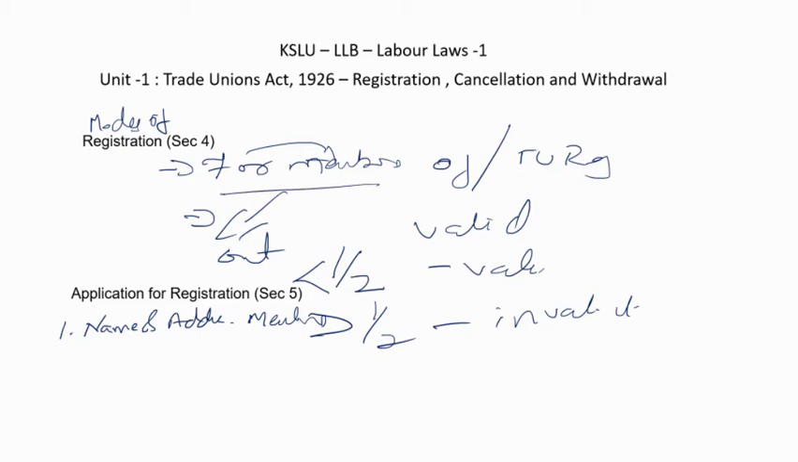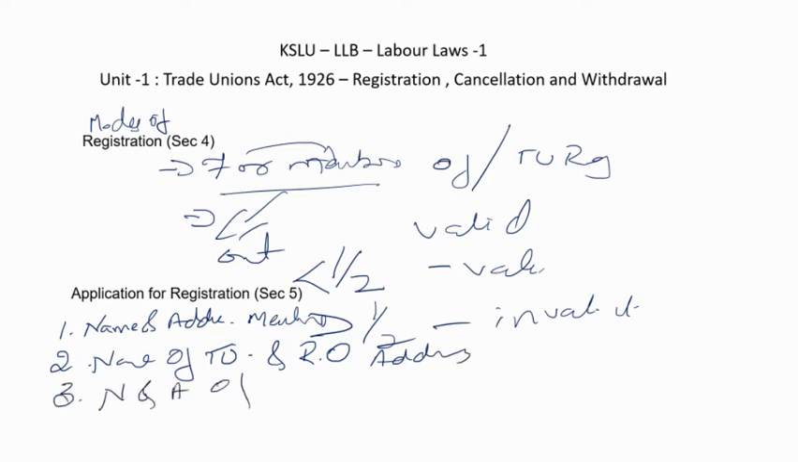The name and address of the members should be submitted, followed by the name of the trade union and registered office details. The name of the trade union and registered office address should be furnished in the application form. And the third one is the name and address of office bearers.